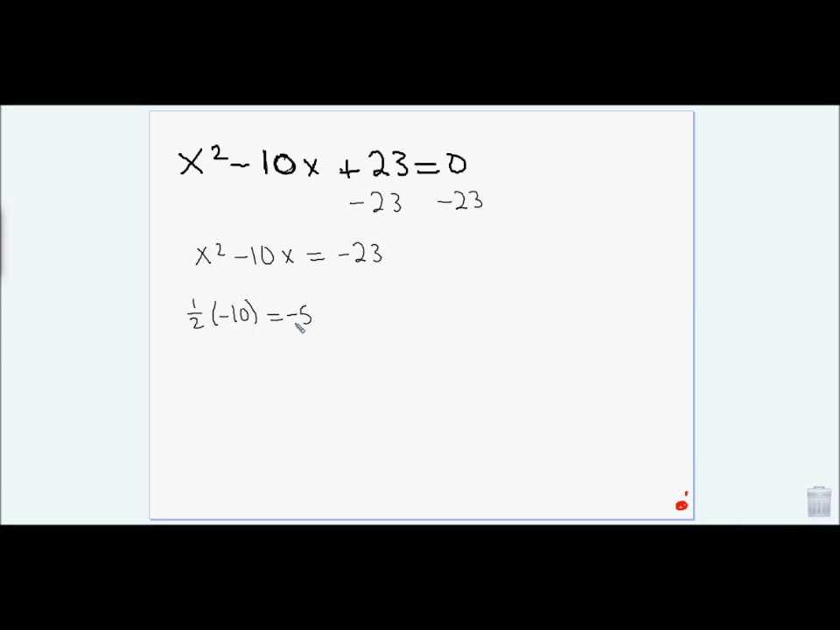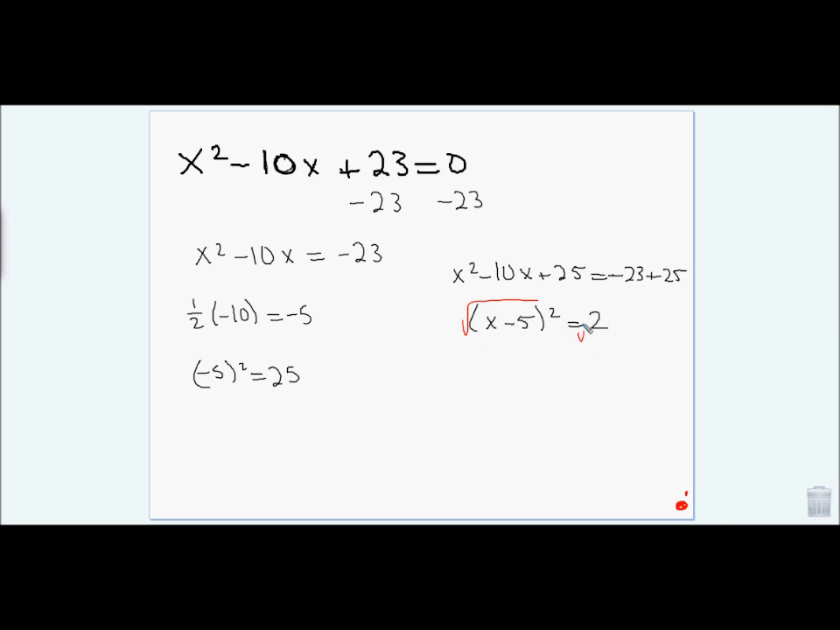I'm going to take 1/2 of negative 10. That gives me negative 5. I'm going to square my negative 5 to get 25. So I'm going to add 25 to both sides. Factoring this, I get x minus 5 squared is equal to 2.